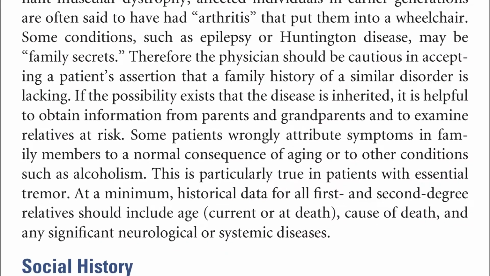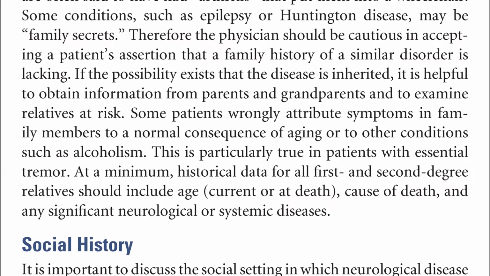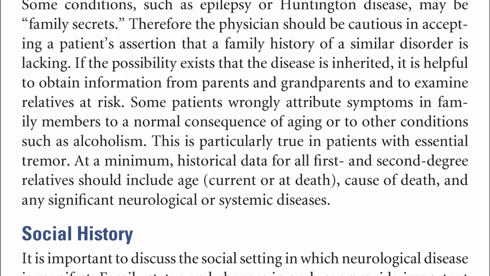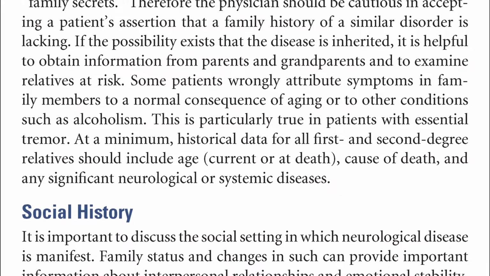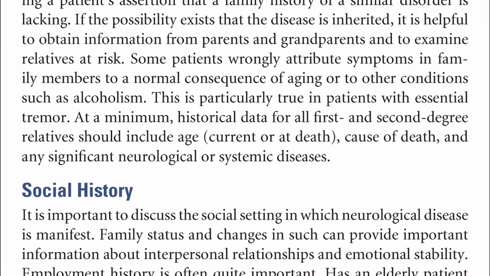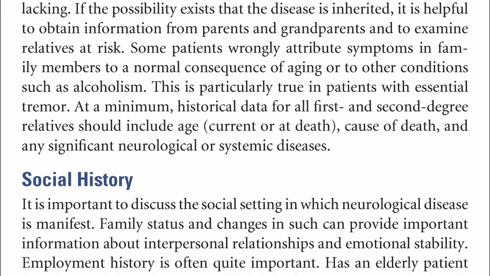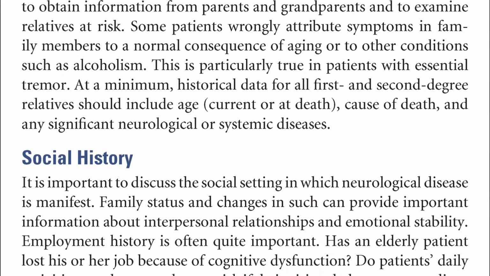Some patients wrongly attribute symptoms in family members to a normal consequence of aging or to other conditions such as alcoholism. This is particularly true in patients with essential tremor. At a minimum, historical data for all first and second degree relatives should include age, current or at death, cause of death, and any significant neurological or systemic diseases.